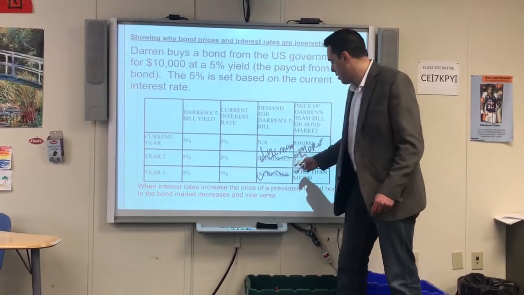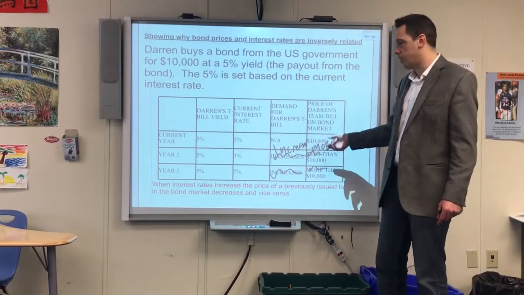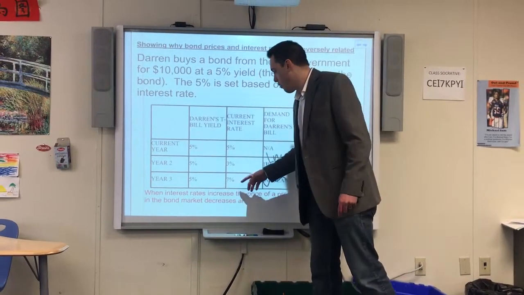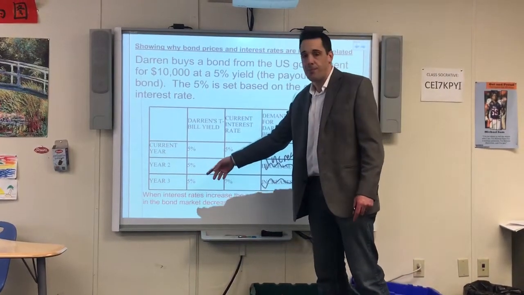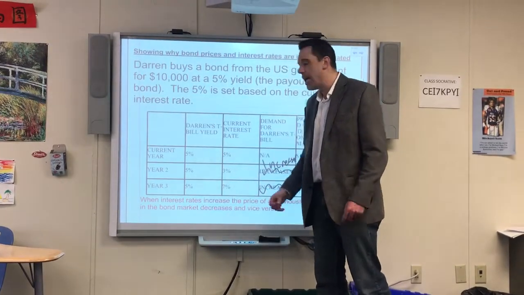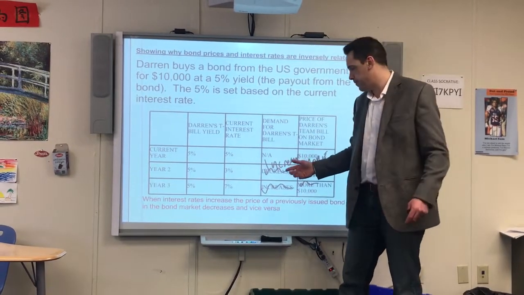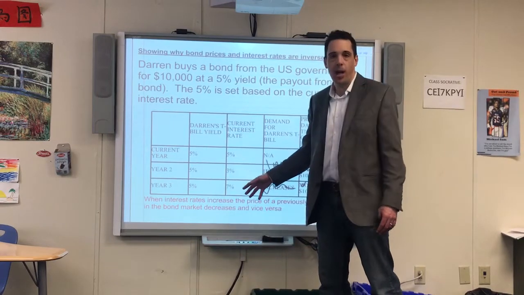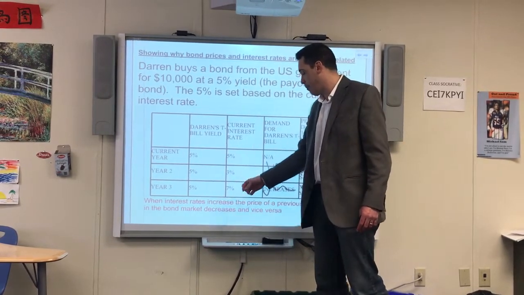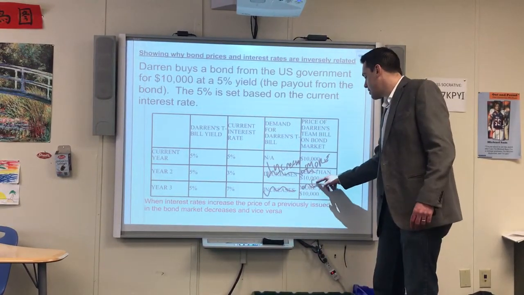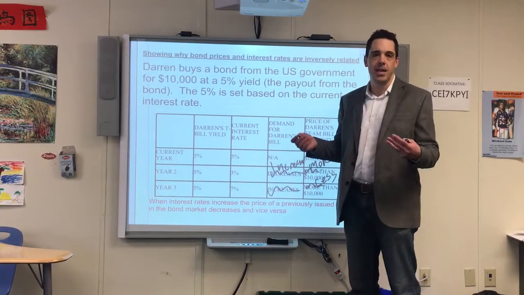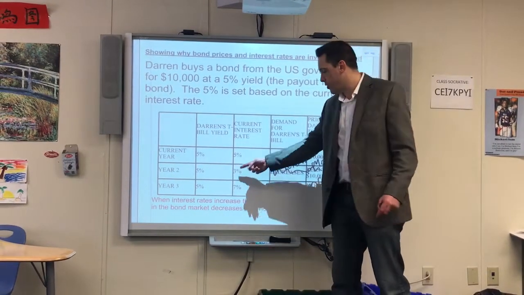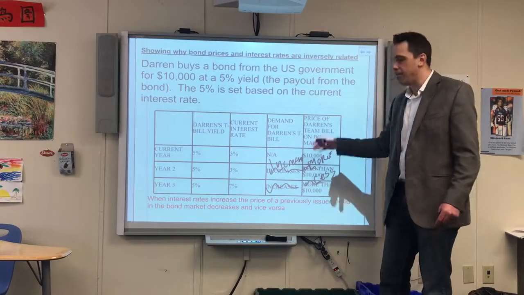Interest rates go down, the price for an issued bond goes up. And now let's say in year 3, interest rates rise to 7%. He has a 5% bond, which is a loser. He wants to get rid of that, but nobody wants it because anybody can get a 7% bond. So if he's going to sell his bond, it has to be less than $10,000, so maybe he sells it for $8,000. Interest rates go up, the bond price goes down.